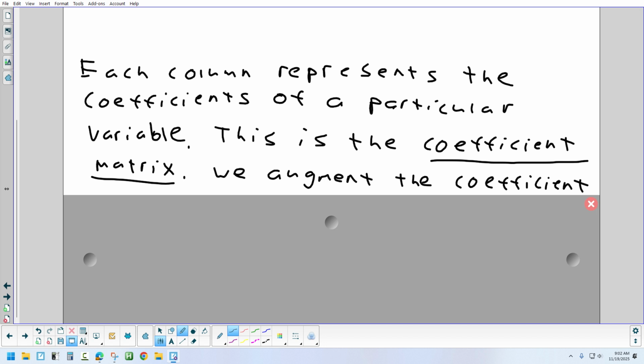So that matrix that we're going to write down, all the numbers that were in front of the letters, that is called the coefficient matrix. Because the coefficients are all the numbers that were in front of the letters, and we're writing them in rows and columns.